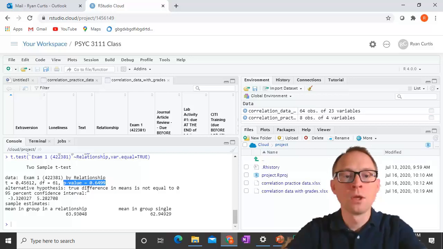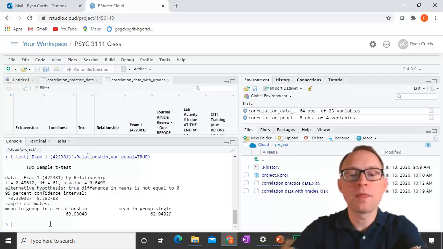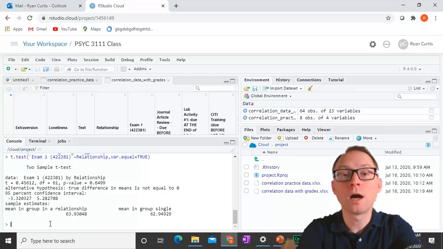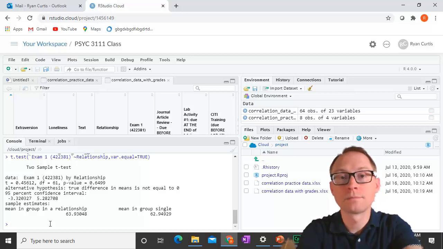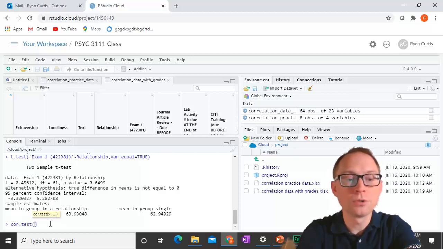All right. Let's go ahead and look at the other test that we were talking about, and that is the test of whether or not people who are extroverted, higher extroversion, leads to a higher exam score. Instead of a t-test, we are going to use what statistic? We are going to use a Pearson's R, right? A Pearson's product moment correlation coefficient. That's Pearson's R, lowercase r. So cor.test is how you get that in RStudio.